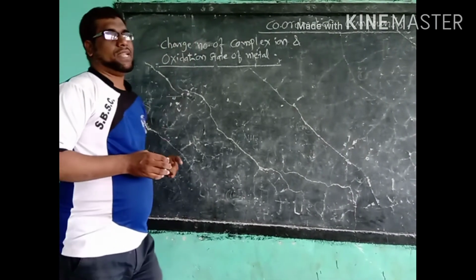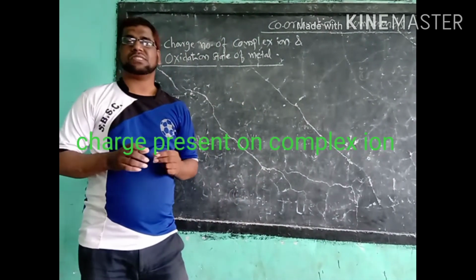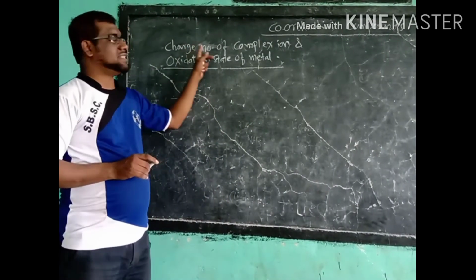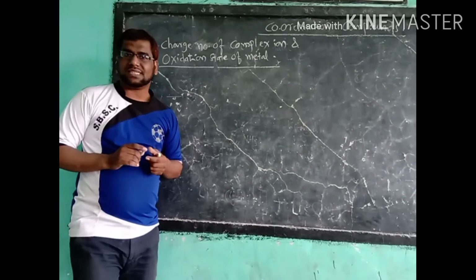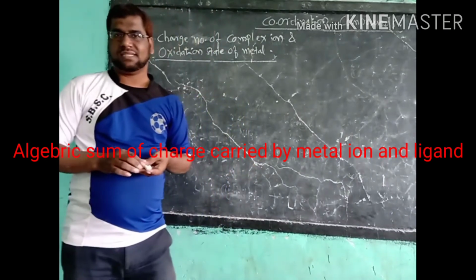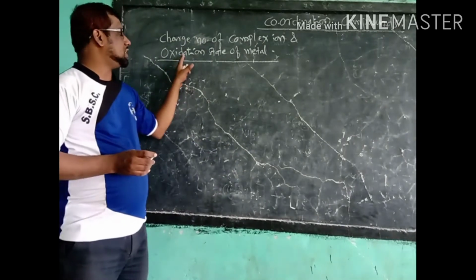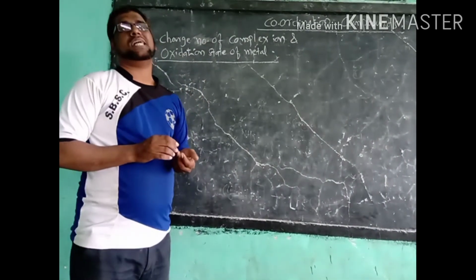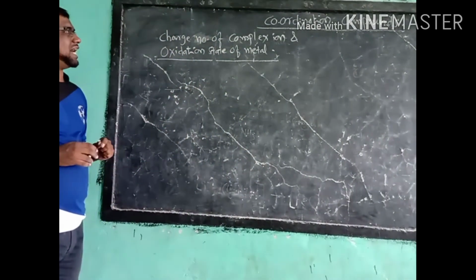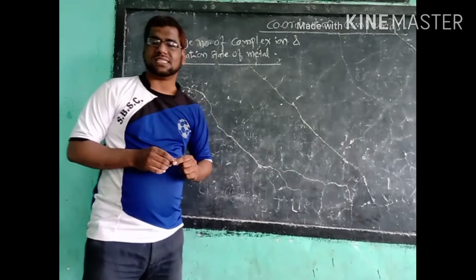Now, the charge number of a complex ion is nothing but the total or net charge present on the complex ion. That is known as the charge number or net charge. It is nothing but the algebraic sum of the charge on the metal ion and the charge on the ligands. The oxidation state of a metal is the charge present on the metal ion. Now we shall see how the charge number of a complex ion and the oxidation state of a metal can be calculated, with various examples.